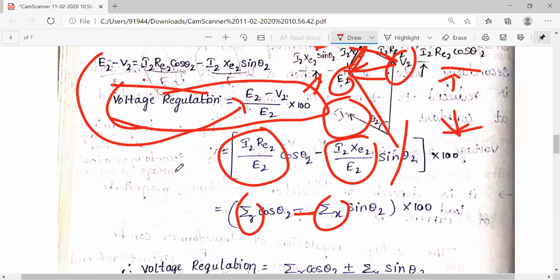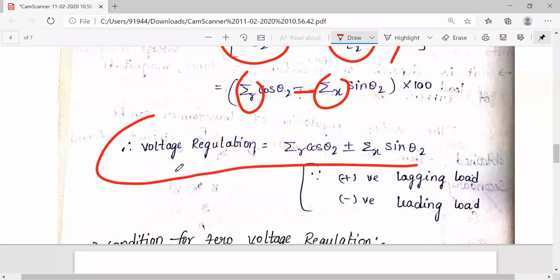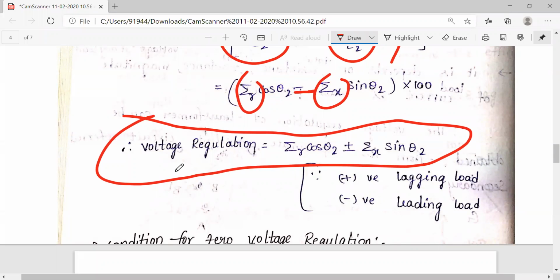So voltage regulation equals sigma R cos theta 2 minus sigma X sin theta for leading power factor, and sigma R cos theta 2 plus sigma X sin theta for lagging power factor. In general, voltage regulation is sigma R cos theta 2 plus or minus sigma X sin theta. Plus is for lagging power factor, minus is for leading power factor. This is the general voltage regulation formula for a transformer.